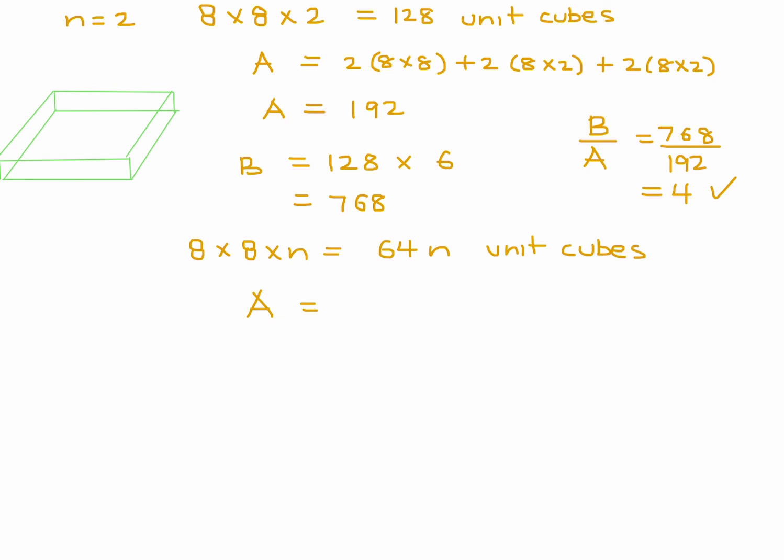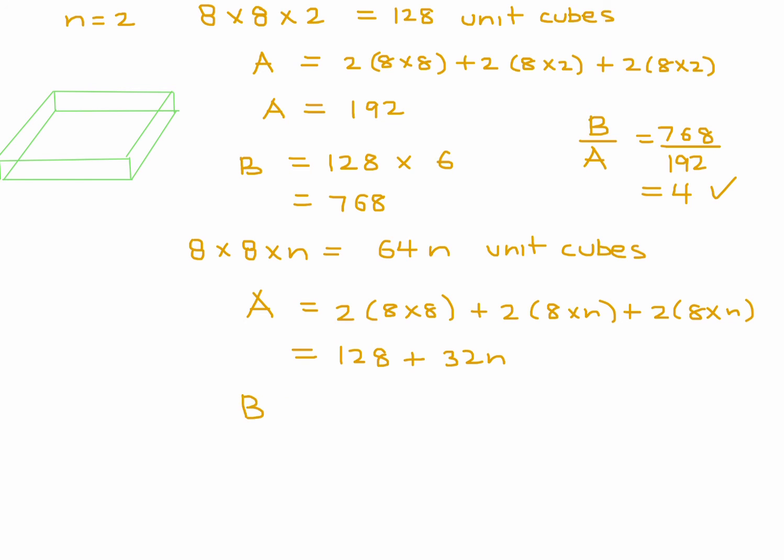Our surface area of the cube would be 2 times, again, 8 times 8. That's the bottom of the base of the prism. Then it would be 2 times 8 times n this time, plus 2 times 8 times n. So this is 128 plus 32n.